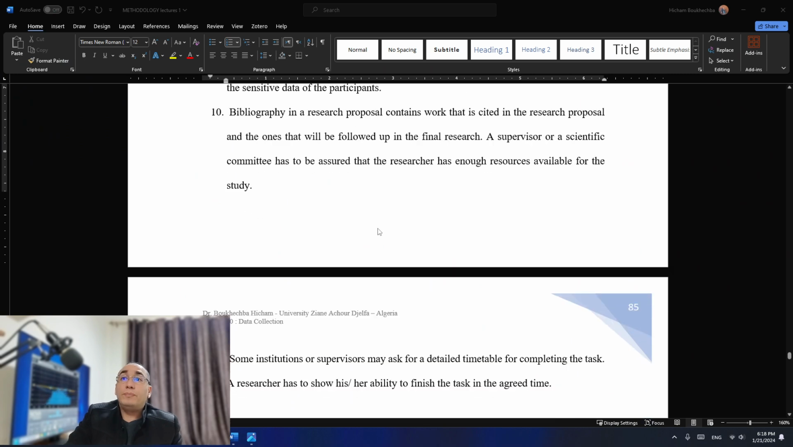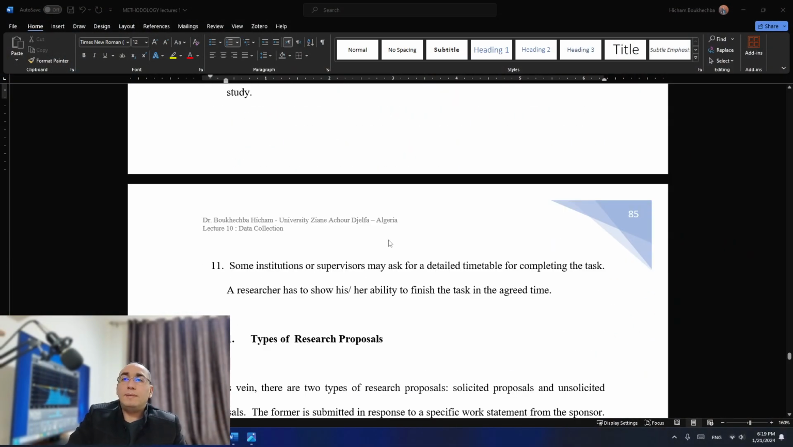Now, the bibliography in a research proposal contains work that's cited, of course, in a research proposal, and the ones that will be followed up in the final research. A supervisor or scientific committee has to be sure that the researcher has enough resources available for the study. Unlike the final report, where you add references of anything you have cited, here you reference everything you have cited, and you also say what kind of references you have at your disposal from now. This is going to show how serious you are when it comes to your work.